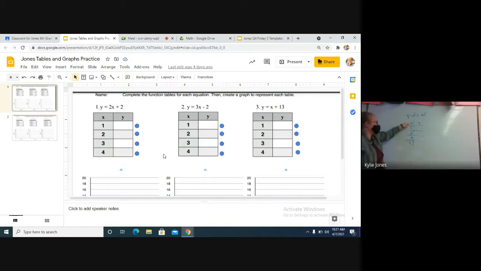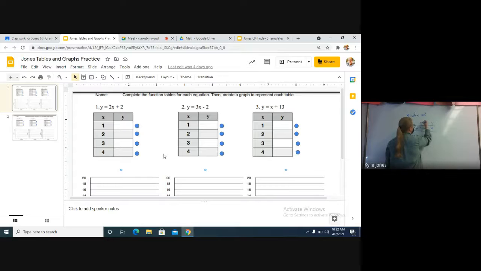So our x value is 1. We will plug in 1 and do order of operations. We'll plug in 2, 3, and 4. So this would be 2 multiplied by 1 plus 2. What is 2 times 1? 2 plus 2 is 4. So let me do this a little bit better.